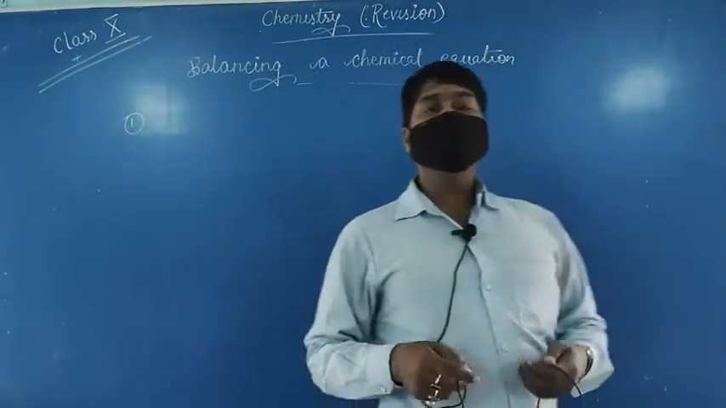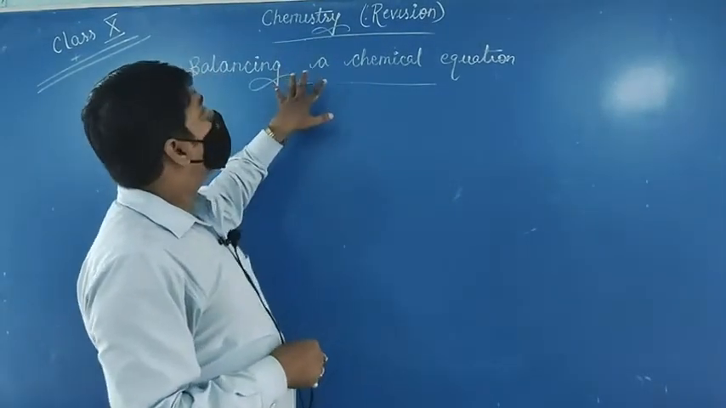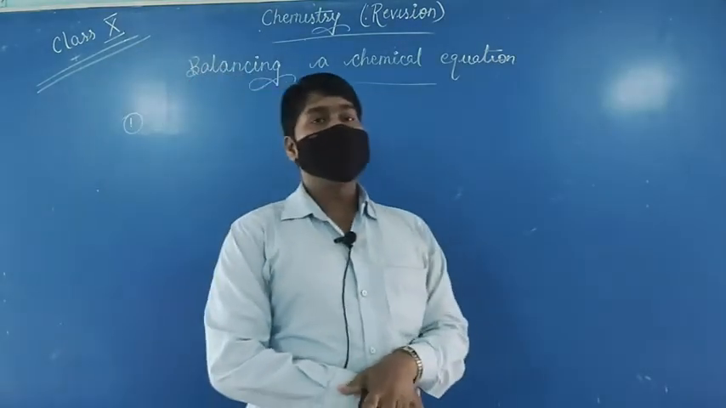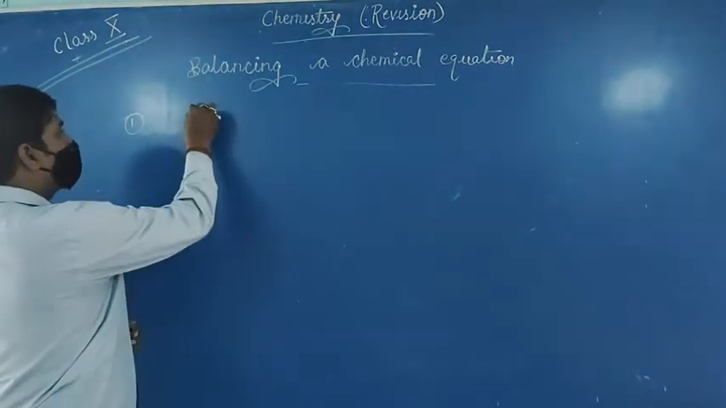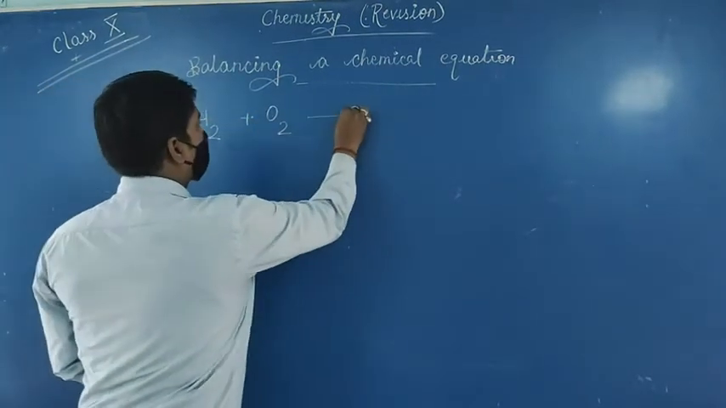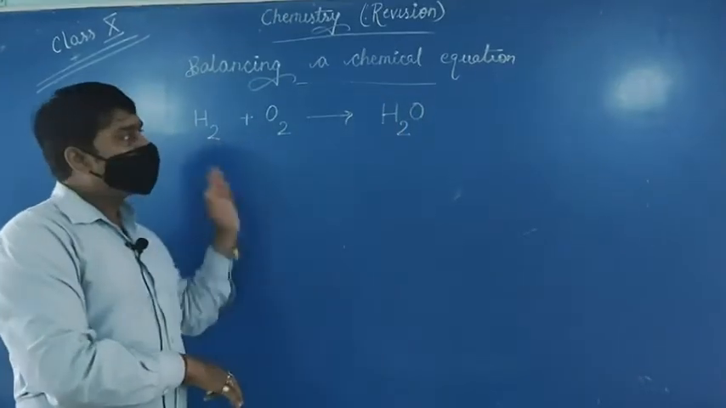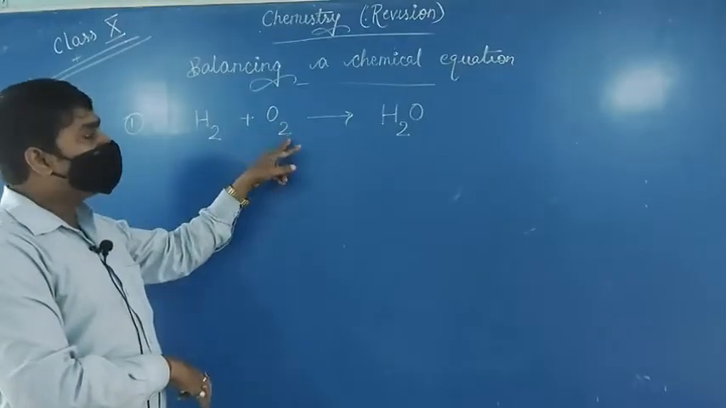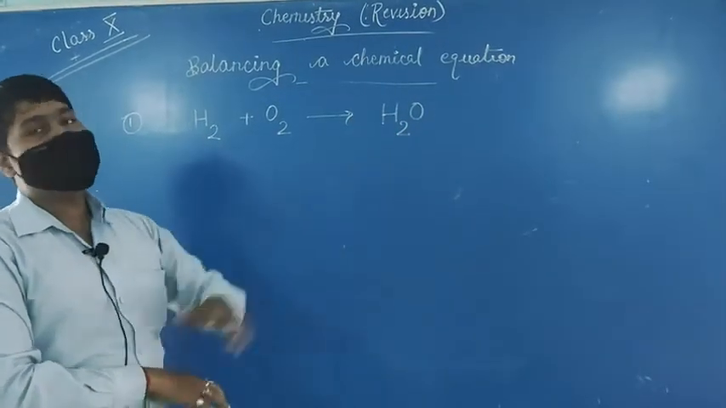My dear students of class 10, we are going to revise a topic that is balancing a chemical equation. So we are here to study how to balance a chemical equation. Suppose we have been given one equation like this one. Suppose this is the question and we are asked to balance this chemical equation, that is, when hydrogen combines with oxygen it produces water, and the question is to balance this chemical equation.